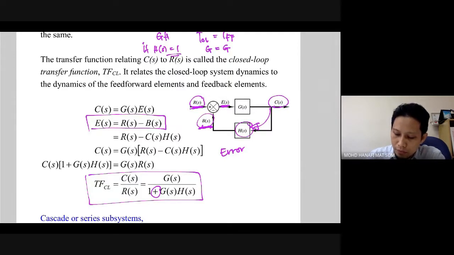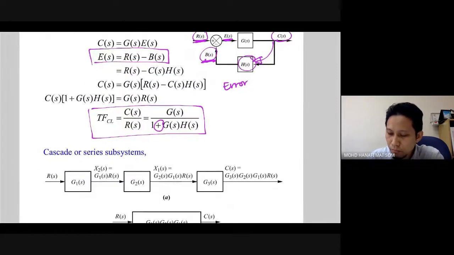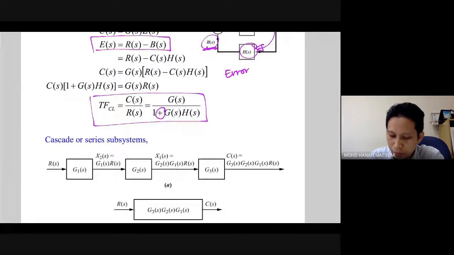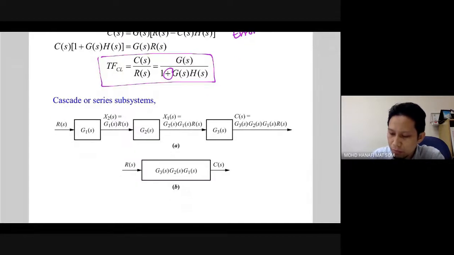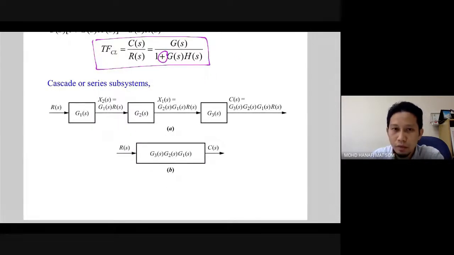Okay, so I will explain a bit about cascade or series subsystem, and then you can study this one later at your own time. In this case, the input minus the output equals R(s) the desired input. Yes, the error is always the input minus the output from the feedback. So R(s) minus B(s).